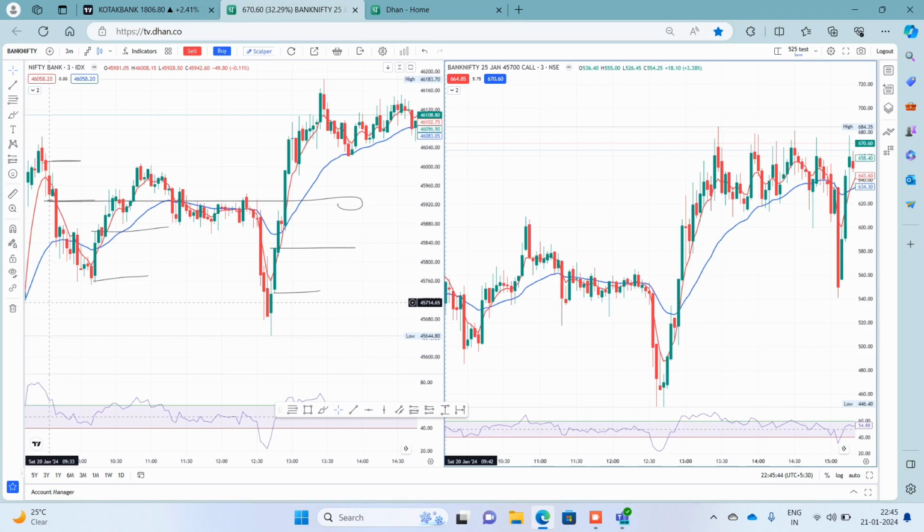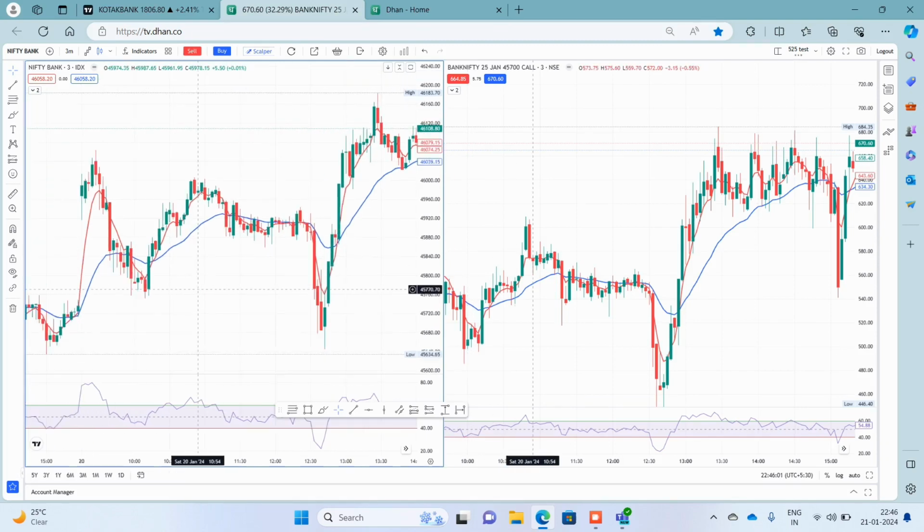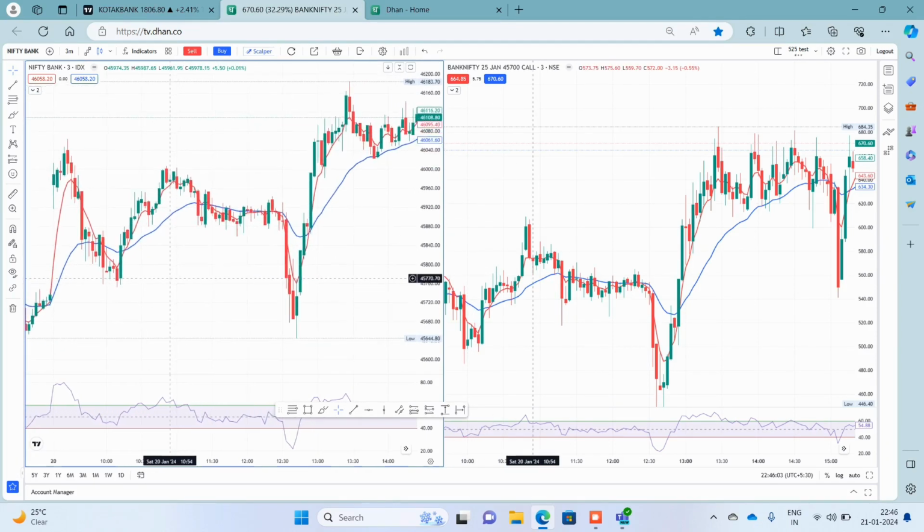Only thing is you have to maintain proper risk management. If you are not maintaining proper risk management, randomly you are entering, randomly you are booking profits, randomly you are exiting from trades, then you will end up in losses. So never enter random trades. Enter as per the conditions that we discussed. Enter as per the criteria that we discussed.